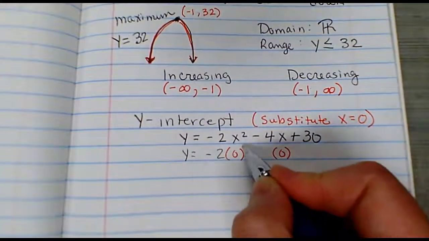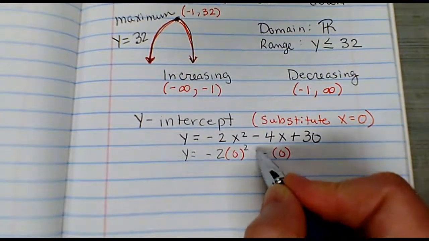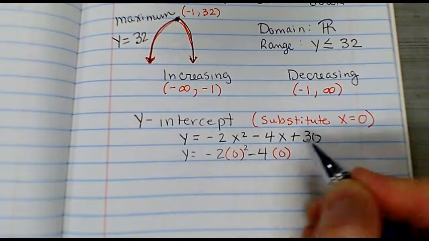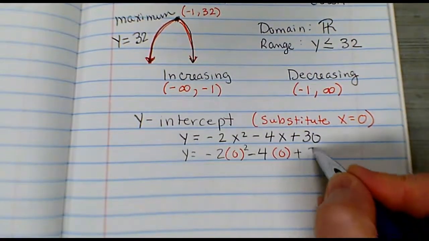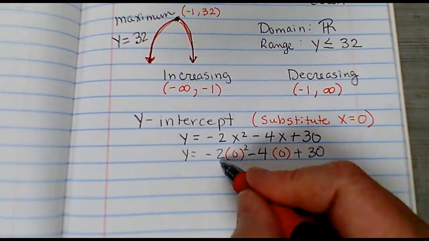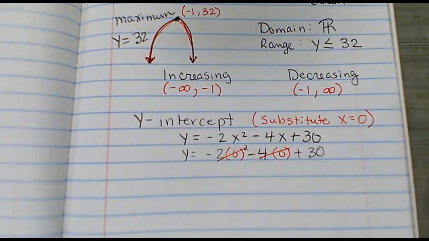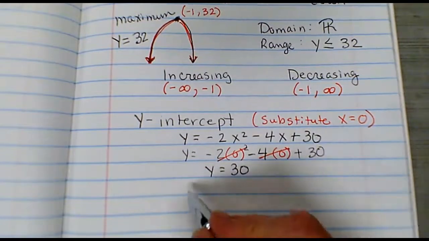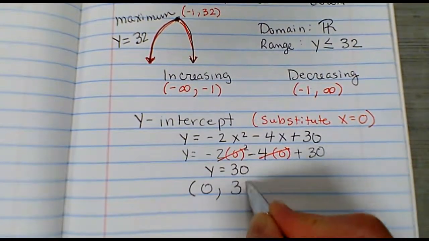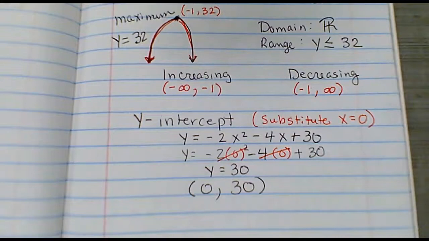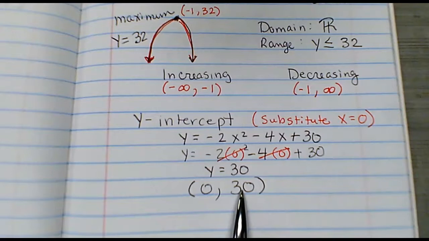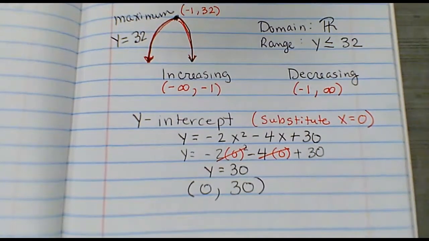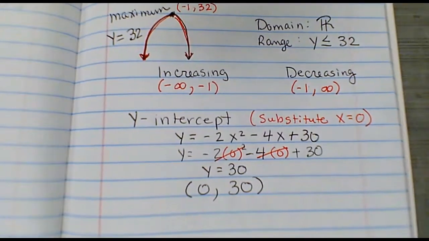Negative 2, and that's squared, minus 4, 0. And this zeroes out, and that's zeroed out. And so, in point form, the y-intercept is the c, because those will always zero out when you are solving for the y-intercept.